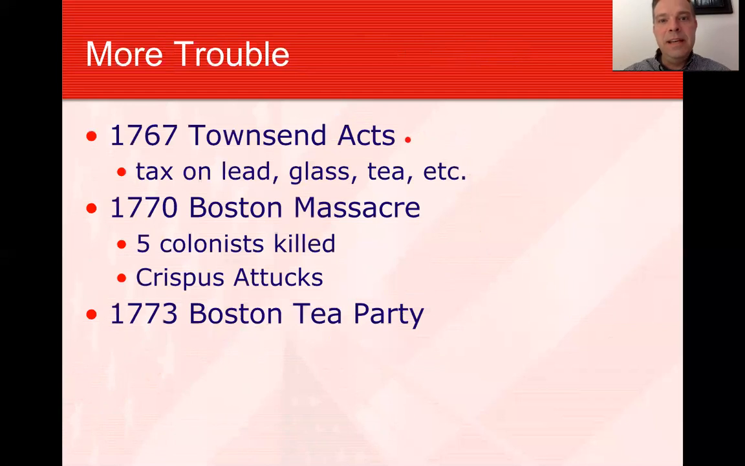The parliament needed more money, so they passed the Townshend Acts, which was a tax on a lot of things, as you see here. There was the incident of the Boston Massacre, which really wasn't a massacre. There was only 5 colonists killed.